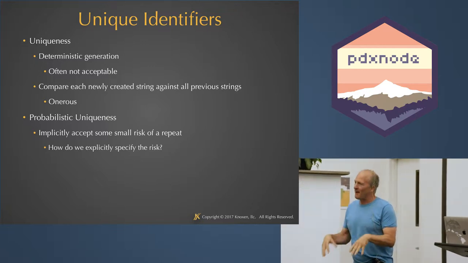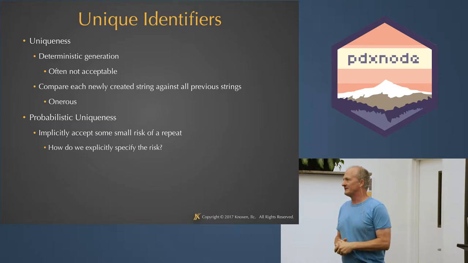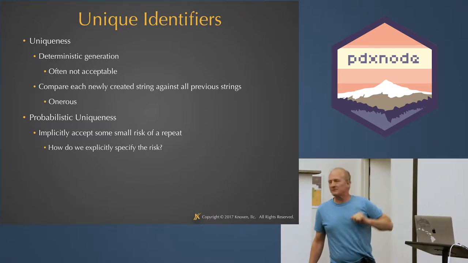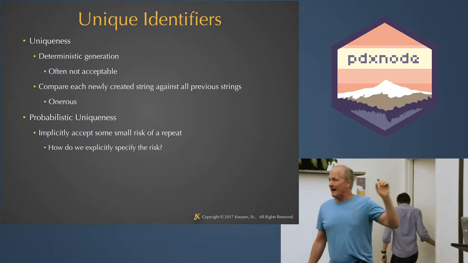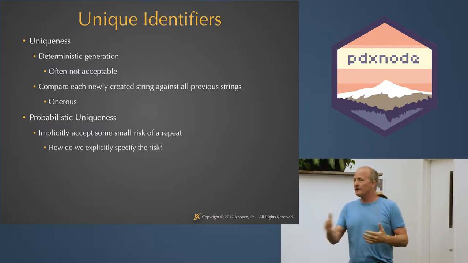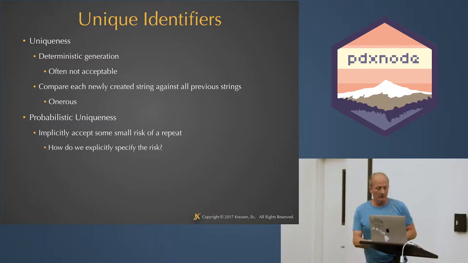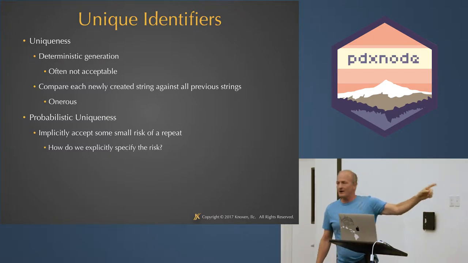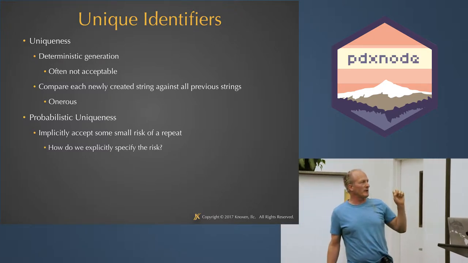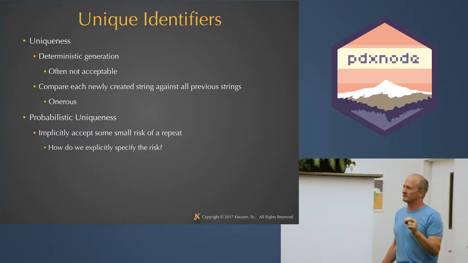If we're explicit about what we really do, we don't do either one of those. We use probabilistic uniqueness. We say, I will implicitly accept some small risk of a repeat. That's what that solution that I just showed you did. There was nothing in that solution that couldn't have generated two of the same exact IDs when I ran it. Okay? So the question is, if we're implicitly accepting a small risk of a repeat, how do we explicitly specify that risk? And that's what this talk is going to be about.